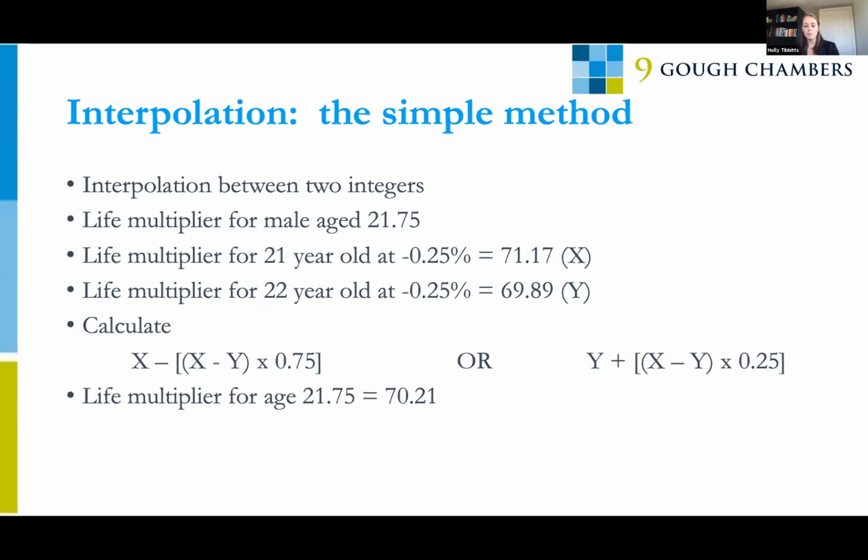We do the same for age 22, being the age above the claimant's age, and we get a multiplier of 69.89, which is y. And then you can use either of the two formulae below: x minus y times 0.75, because he's 21.75 years old, or y plus x minus y times 0.25. And that gives you very quickly a life multiplier for age 21.75 of 70.21.